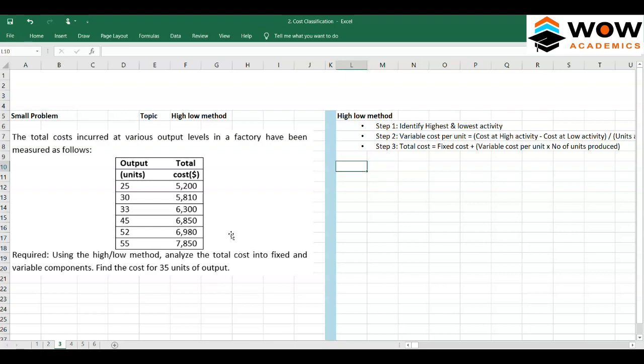So what do we have to do here? We have to apply a method called the high-low method. The first step is to identify the highest activity and the lowest activity. The highest activity is not in cost terms but in activity terms. So 25 is the lowest number of units produced, and 55 is the highest number of units produced. We'll take these steps and work them out one by one.